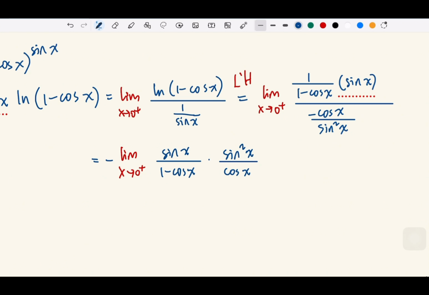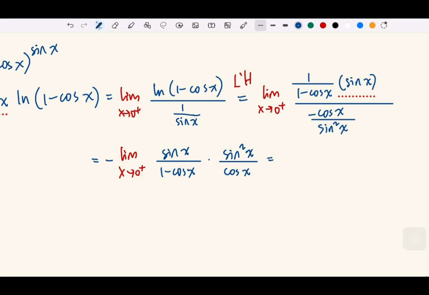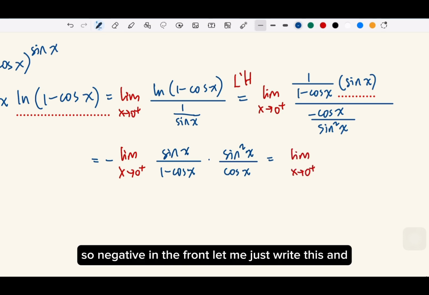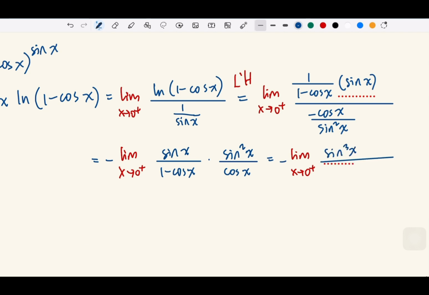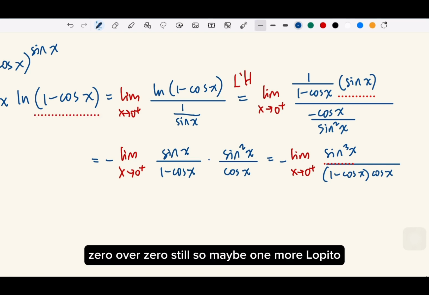Okay. Yeah, I think we'll just multiply. Okay. So limit. So negative in the front. Let me just write this and see what will happen. So this will be, okay, if we put 0, so it's still 0 over 0 still. So maybe one more L'Hopital.